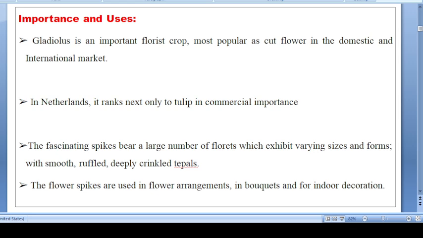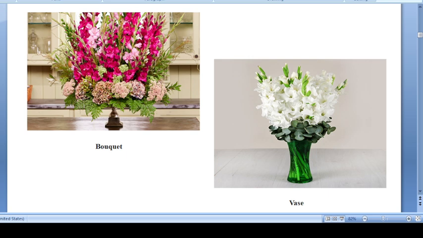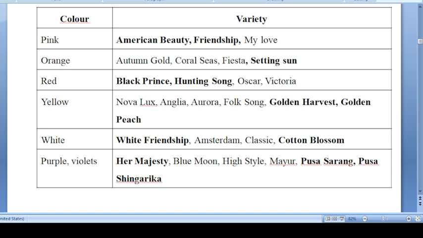As I mentioned, because of its variety of colors and long lasting ability in the vase, it can be used on different occasions. You can have a look at how they use gladiolus in bouquet preparation as well as how we can keep it in a vase. So next, coming to the varieties.